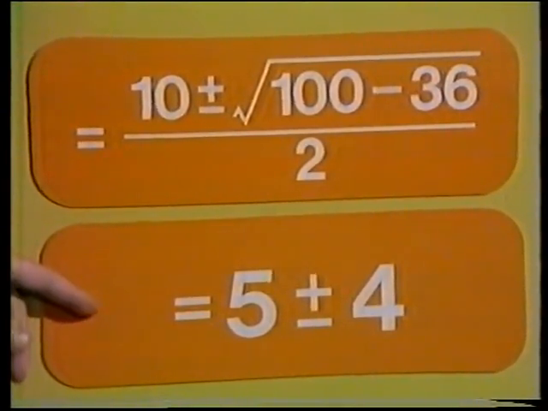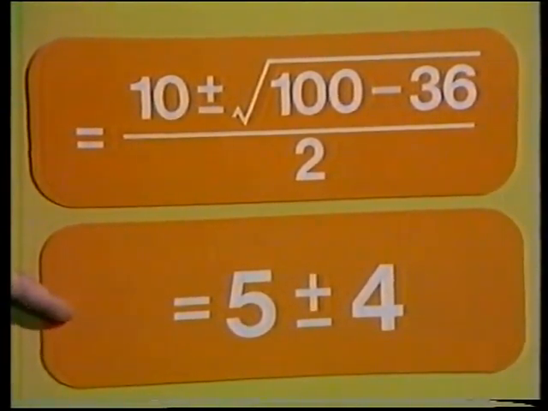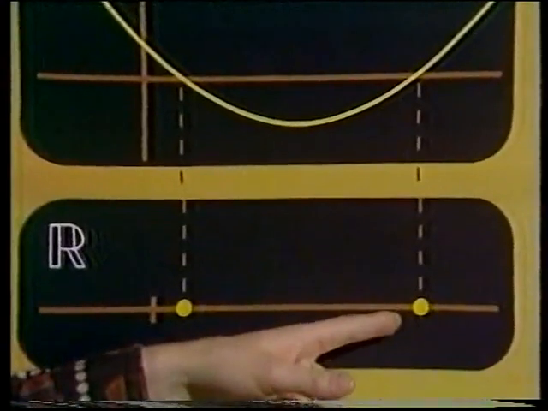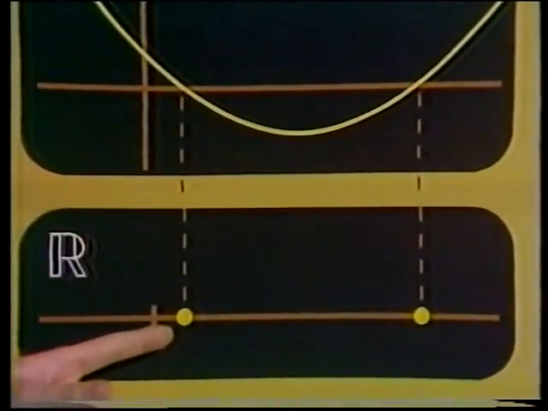X is 5 plus or minus 4. 5 plus 4, which is 9. 5 minus 4, which is 1. And we find those on this diagram here. That's the root x equals 9. And this is root x equals 1.